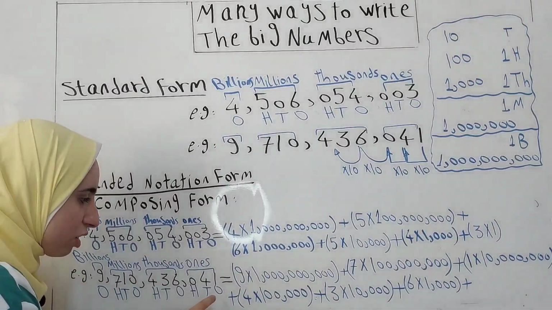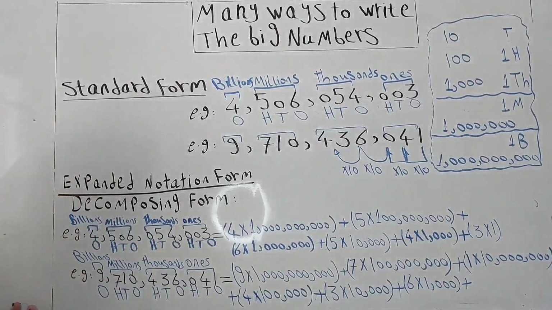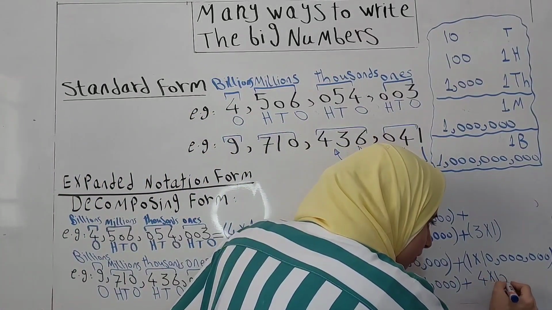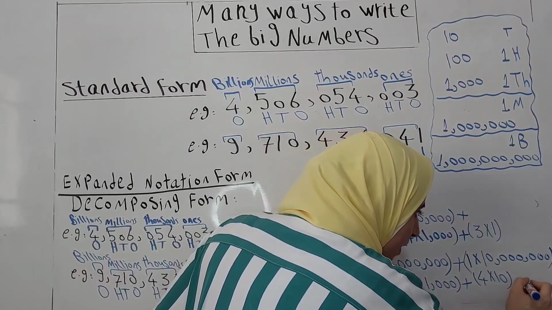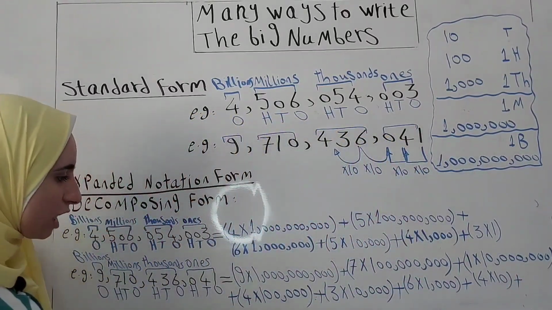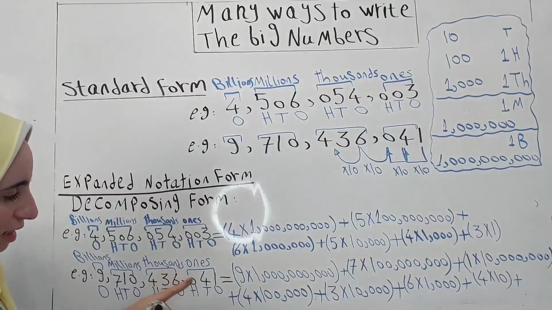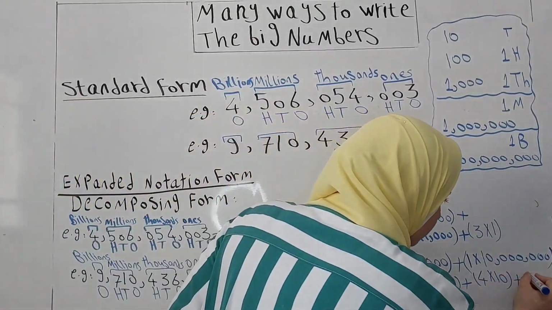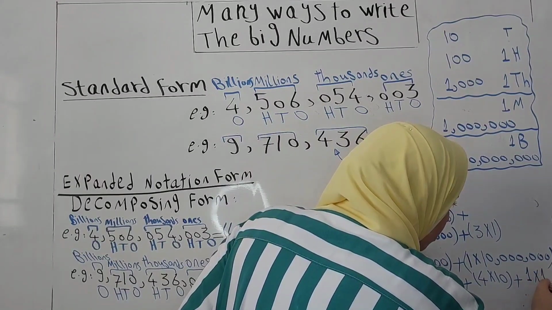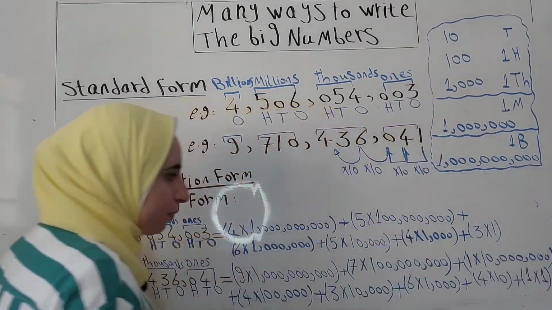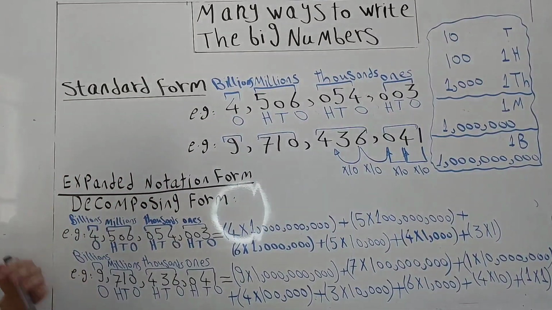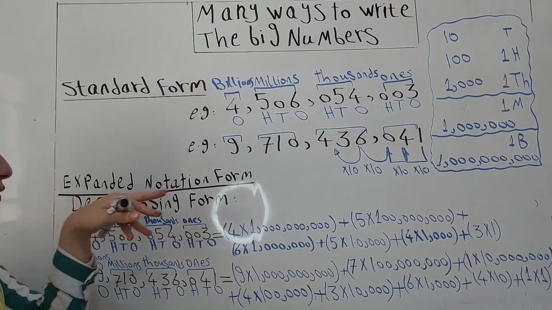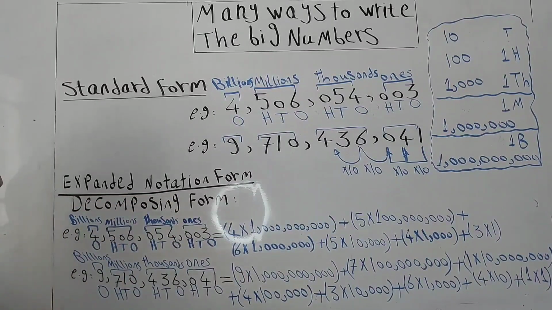Then we go to the next digit, which is 4. 4 is in the tens place, so we write 4 multiplied by 10, tens place. Between brackets, then we write plus. Finally, we reach 1. 1 is in the ones place, so we write 1 multiplied by 1 between brackets. That's how we convert this number from the standard form to expanded notation form, or decomposing form.